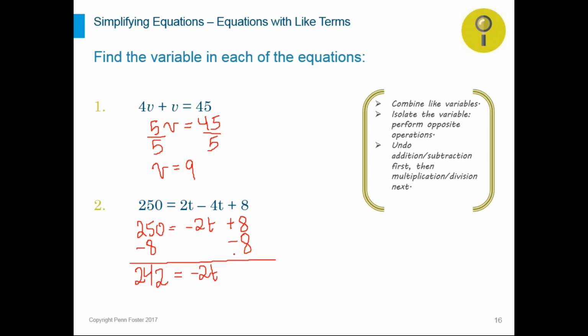8 and negative 8. Now I have one more step to do, divide over negative 2 on both sides. And be careful, a positive divided by a negative is a negative. So actually 242 divided by negative 2 is negative 121 equals t. Or I can rewrite it in the way that we used to write our answers, t equals negative 121. That's it.